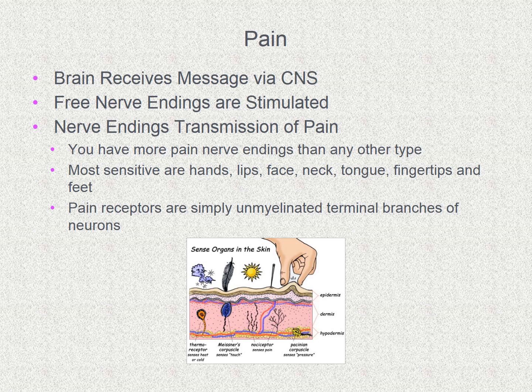We have many of these nerve endings within the skin tissue. They're most prevalent in our extremities: hands, lips, face, neck, etc. All areas where we're doing cosmetic procedures, and therefore that's why we often need some form of pain control.